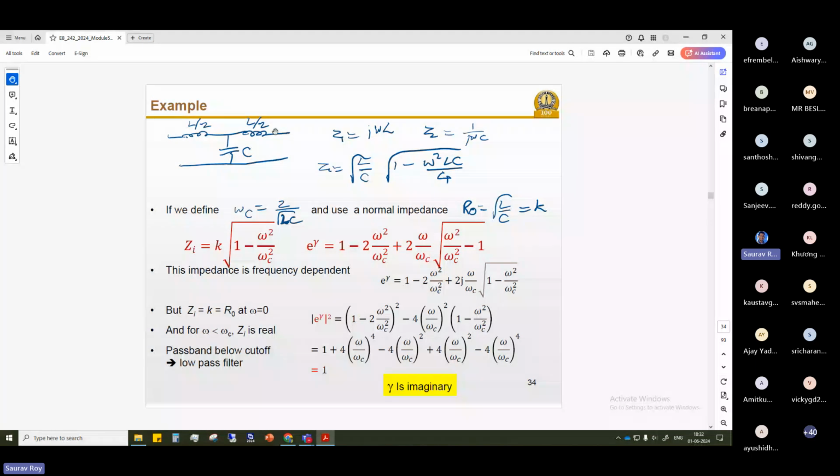Anybody? I am quite sure that this circuit you must have come across multiple times, right? How does this circuit behave? It's a low pass filter. High pass? Exactly. No, it's a low pass filter actually.